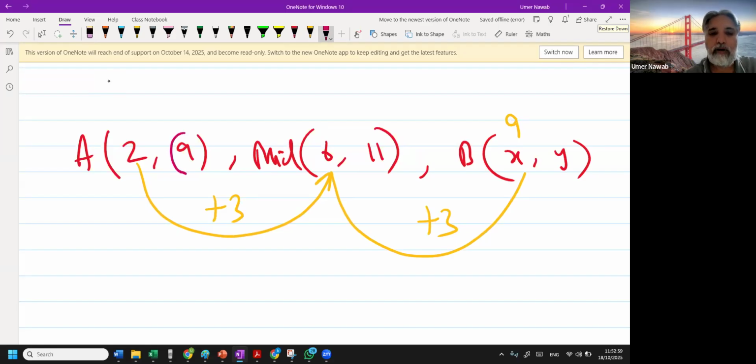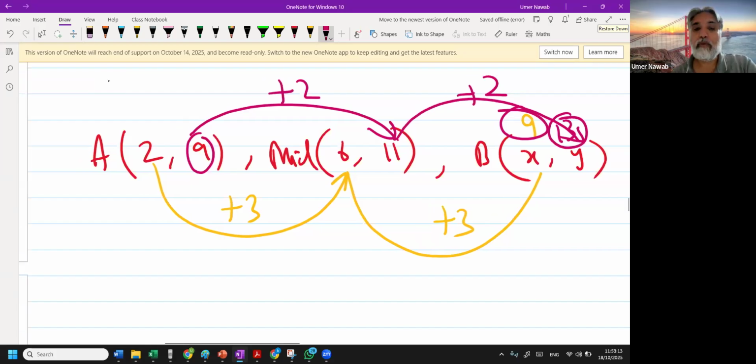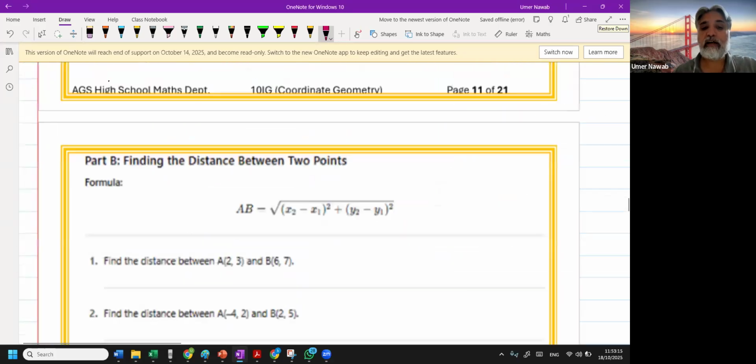Now you move from 9 to the 11. You just move 2 units up. And then from 11, you need to go 2 units up. So you will end up at 13. So guys, imagine we can do the question very quickly if one of the endpoints is required. But this is for the extended learners.